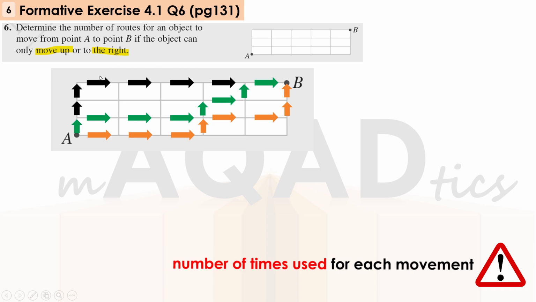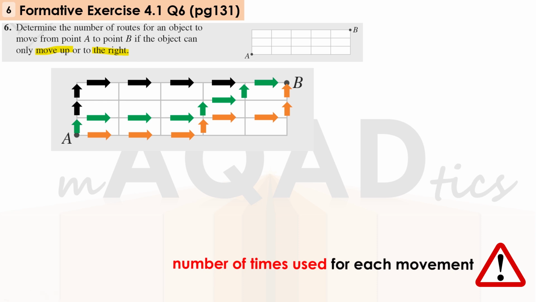For the black scenario, we go to the right by 5 times, right? 1, 2, 3, 4, 5. Green scenario as well, 1, 2, 3, 4, 5. And orange scenario, 1, 2, 3, 4, 5. So the number of times we use for each movement is fixed.